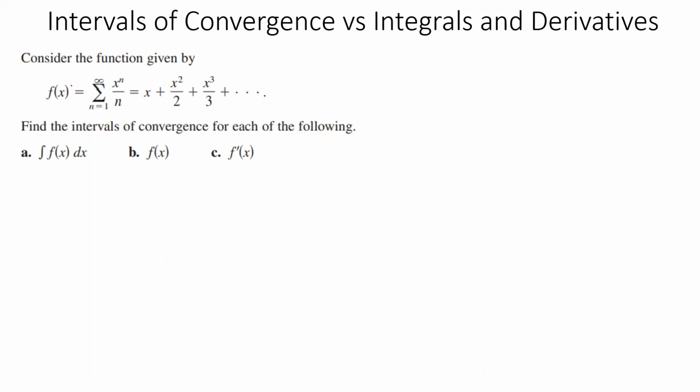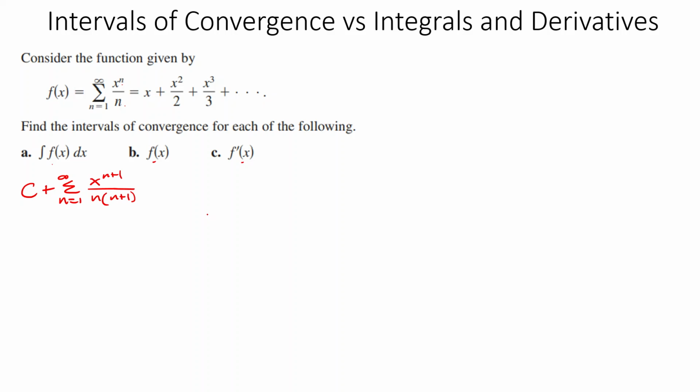All right, so here we go. Consider the function given by x to the n over n. So what happens if we look at the interval of convergence for the original guy, for its derivative, and for its integral? Well, if we integrate this, this would be c plus the sum from 1 to infinity of x to the n plus 1 over n times another n plus 1.